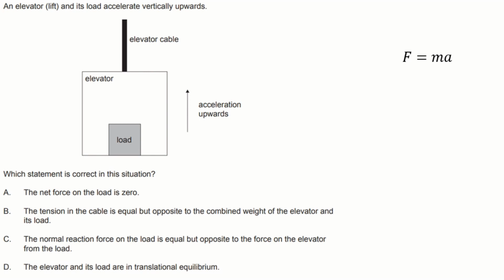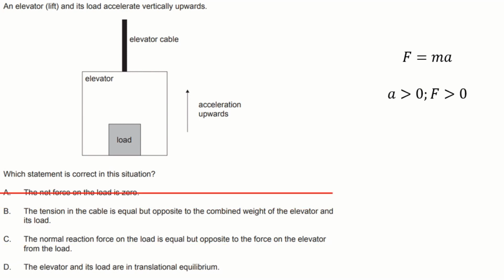Okay, now what we've got here is a non-zero acceleration. So that means that the acceleration is greater than zero. We're saying upwards is positive, and therefore force is greater than zero. Now that F, force, is actually the net force on all of the objects here. And so therefore, the net force on the load cannot be zero. It can't be accelerating if it has a net force of zero, and so therefore A is ruled out.